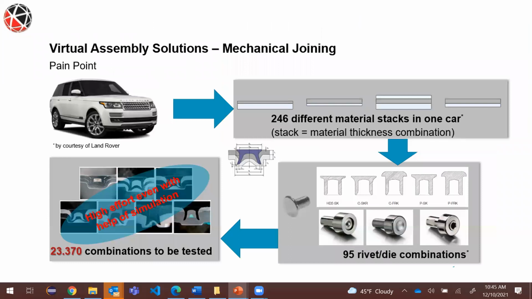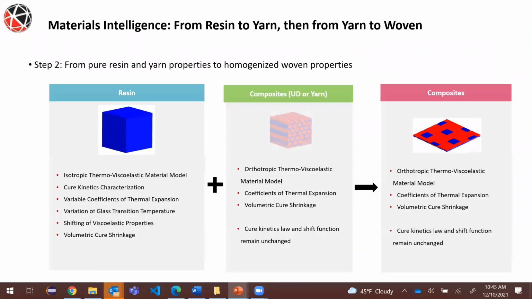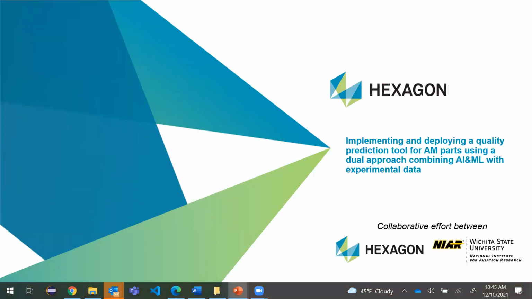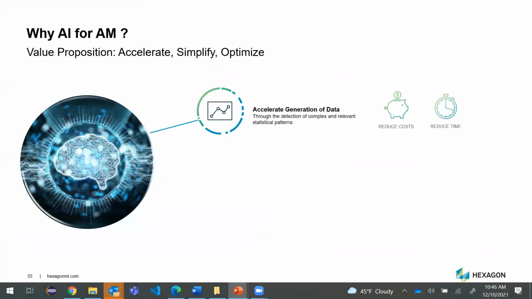Let me skip ahead. All right, so now I want to talk a little bit about AI meeting physics-based modeling. Let's talk about AI and the kinds of things you can do with AI for additive manufacturing, since we're talking about additive manufacturing. So the value proposition here is to accelerate the generation of data.